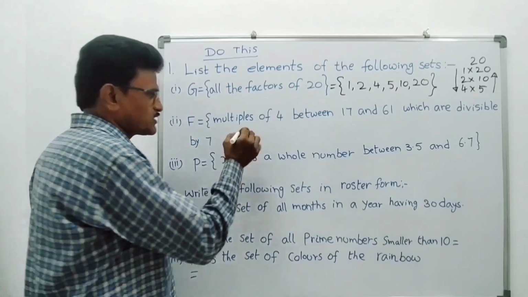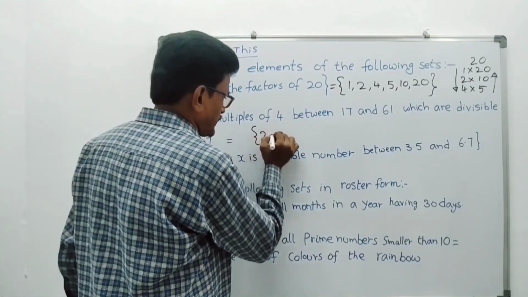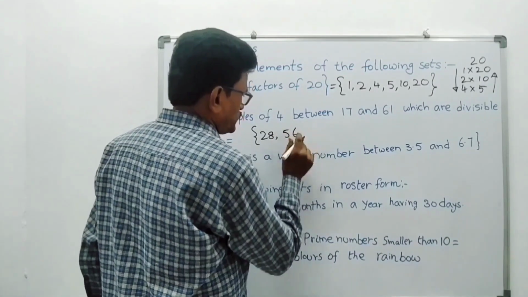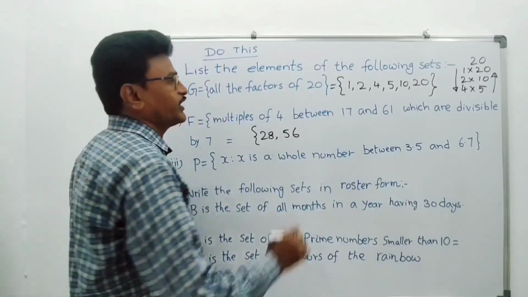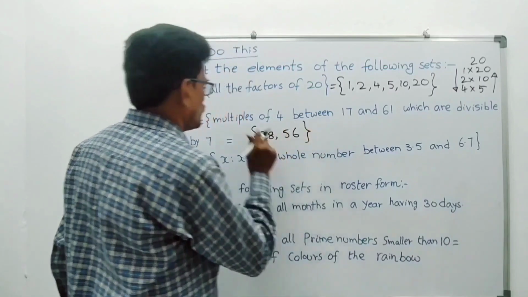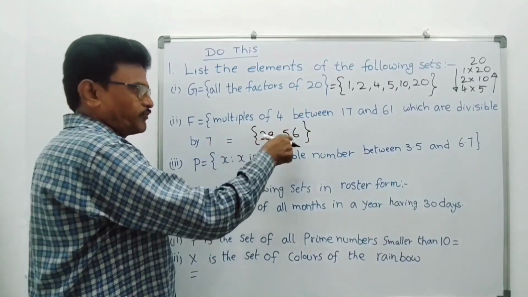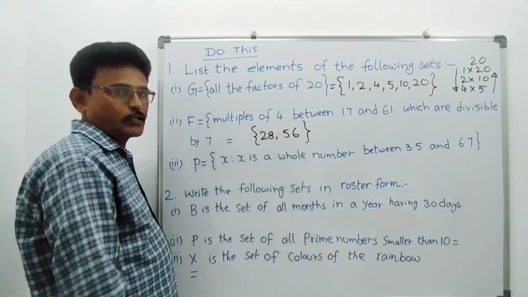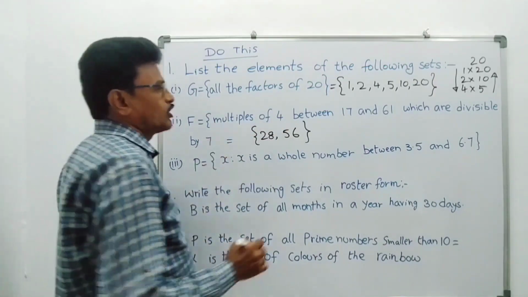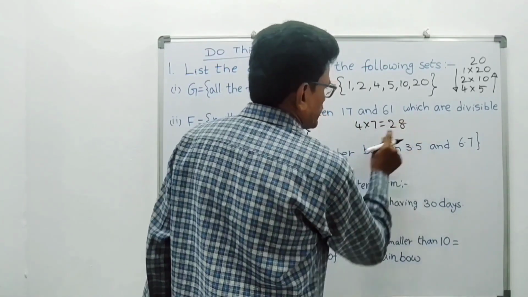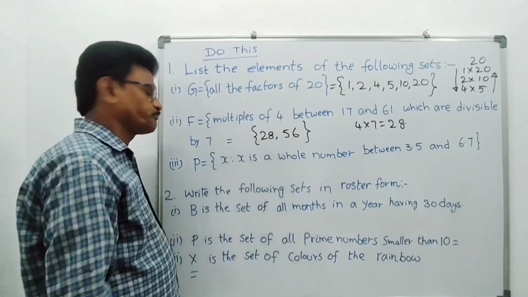First number is what? 28 ones are 28. 28 twos are 56. Only these two numbers will be between 17 and 61. So 28 is a multiple of 4 and divisible by 7. 56 is also a multiple of 4 and divisible by 7. So how are we getting it? 4 into 7 is 28. So the 28 table you can write directly here.